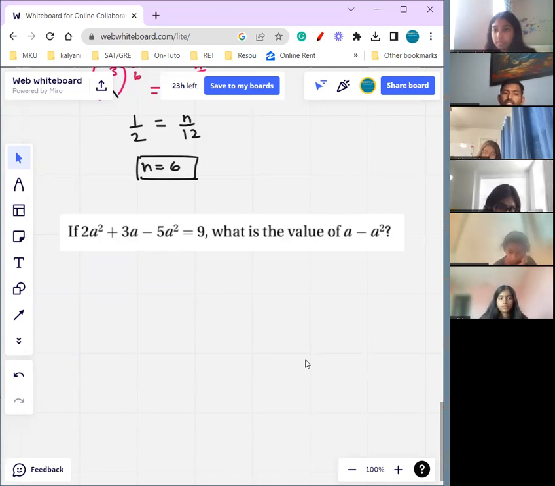Okay. Let's give it a try. They give you some equation first, and they're trying to ask you to find out the a minus a squared value. Let's see, I want to see how much time you guys are going to take.